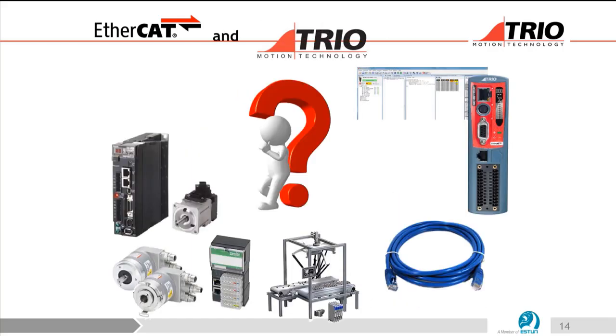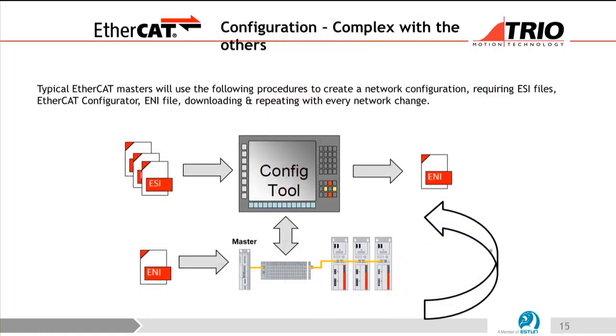This is just a slide showing how you can integrate all this. So you have encoders, you have servo drives, you have IOs, and a typical EtherCAT master will use the following procedure to create a network configuration. There is a file called the ESI file, the EtherCAT Slave Information. Every slave manufacturer will have this file.